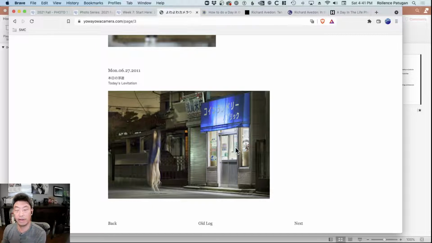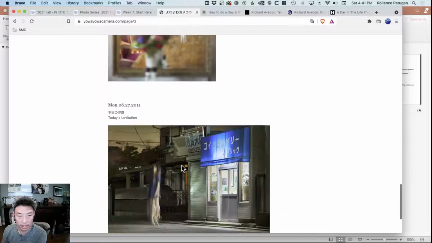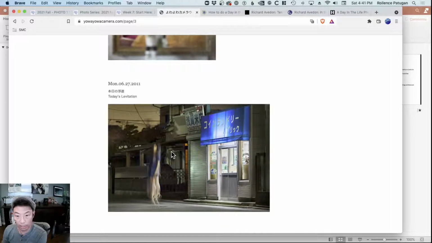Everything else is very different. Lighting condition is different. Her framing is different. Her location is different. Her outfit's different. Even this one, she's not frozen in time. She is actually a still blur. So these are all action shots, right?